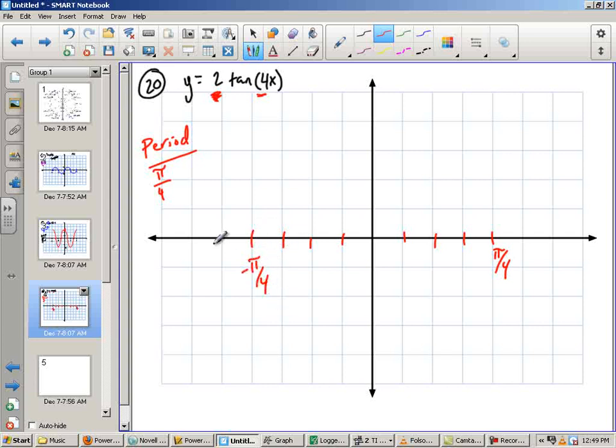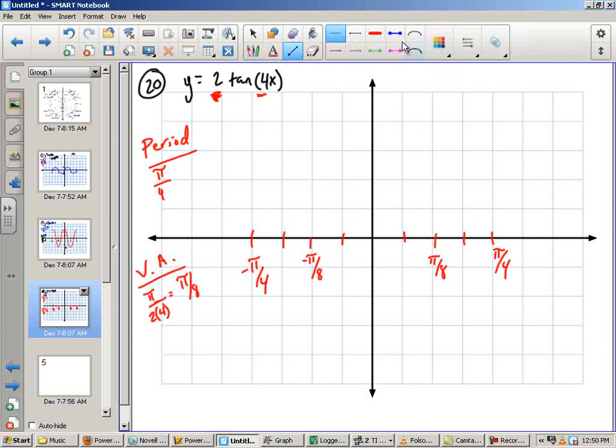And then I want to find the vertical asymptotes, the places that would make the tangent for this equation undefined. And so I say that I have pi over 2 times the multiplier of x, which is 4, and that becomes pi over 8. Well, if this is pi fourths, halfway between 0 and pi fourths would be pi over 8. This would be negative pi over 8. So now I know that I'm going to have vertical asymptotes right here and right here. Those are lines I cannot touch, cannot cross.